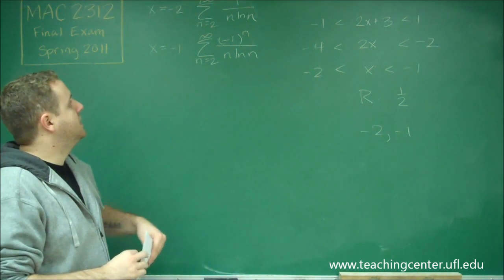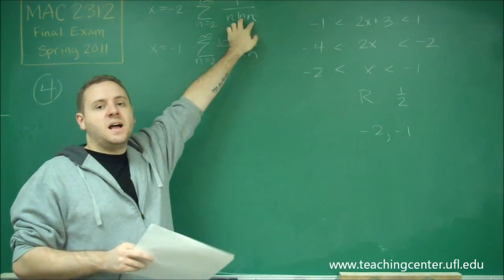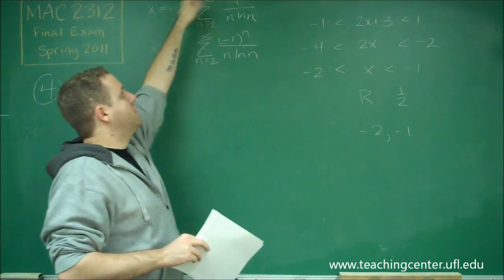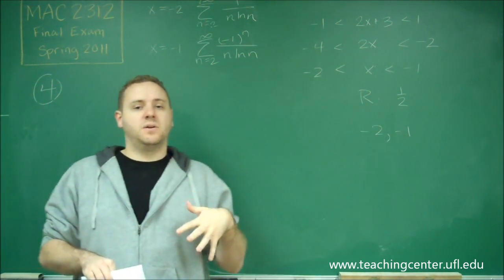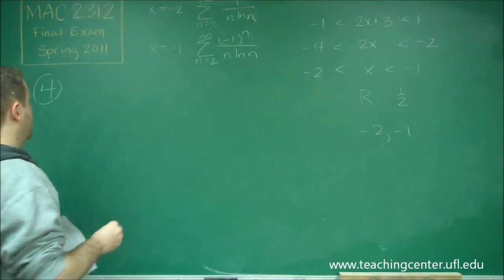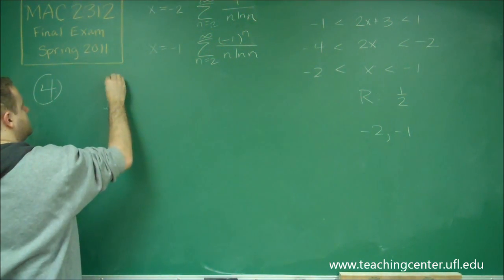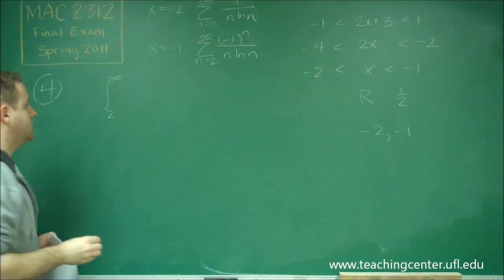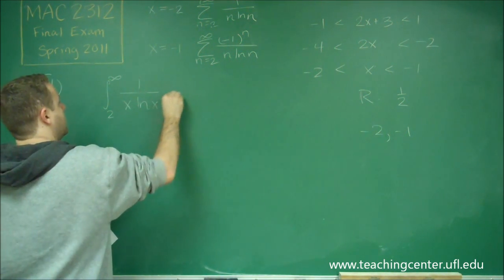And the reason being is that you can see here that the function ln n has its derivative, 1 over n, in the function. So remember that if anything has its derivative in the function, then that's a u substitution integral. That's pretty simple to do. So if we were doing the integral test, we would say the integral from 2 to infinity of 1 over x ln x dx.